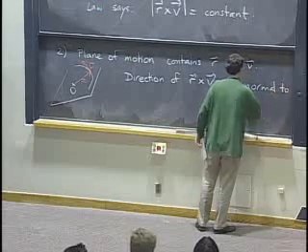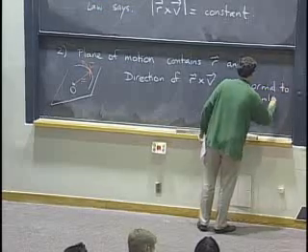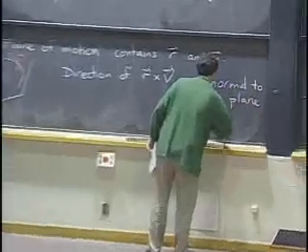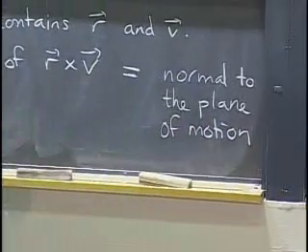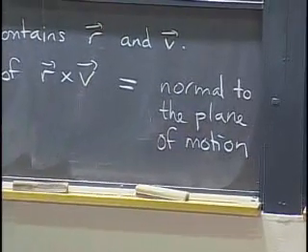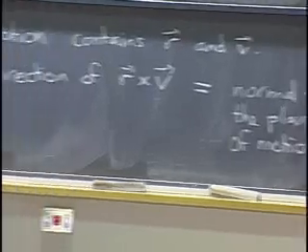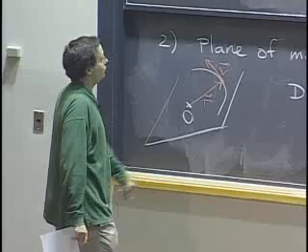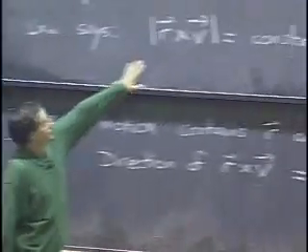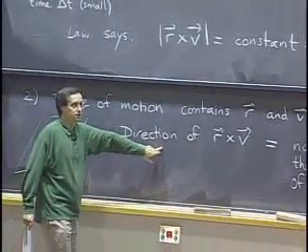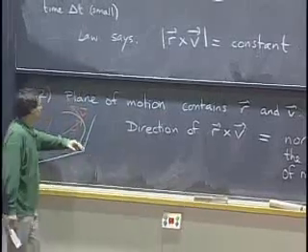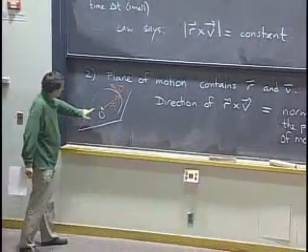So it's normal to the plane of motion. And that means now that actually we've put the two statements into a single form, because we are saying R cross V has constant length and constant direction. In fact, in general, maybe I should say something about this.